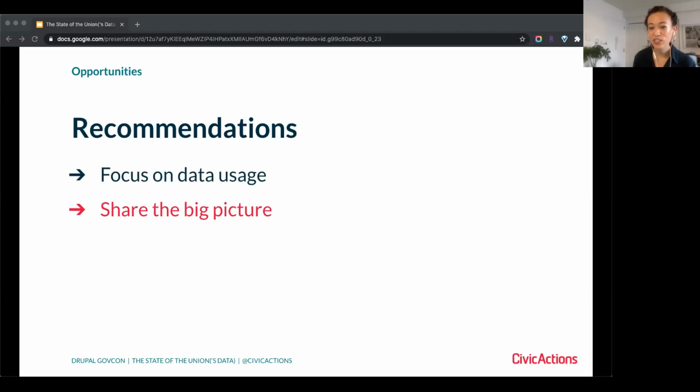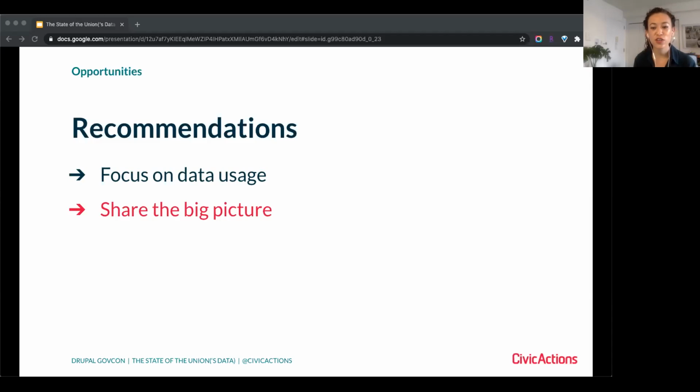Our second recommendation is around sharing the big picture whenever you can. A lot of the folks that we talked to at the federal level who are publishing data really felt like just one cog in this giant machine that they couldn't fully see, which is less than inspiring and also really hampers folks who are trying to solve their own problems because they can't see the whole board.